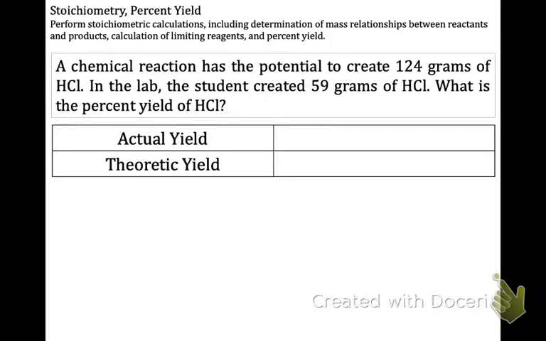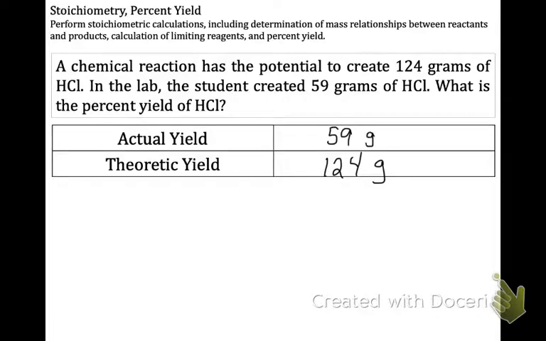So let's look at some examples. A chemical reaction has the potential to create 124 grams of HCl. So it has the potential, that means it's the theoretical yield. Theoretical yield is 124 grams. But in the lab, the student created 59 grams of HCl. What is the percent yield?